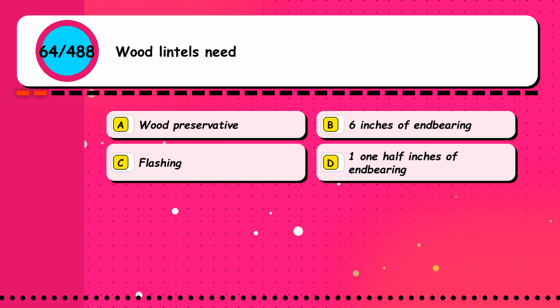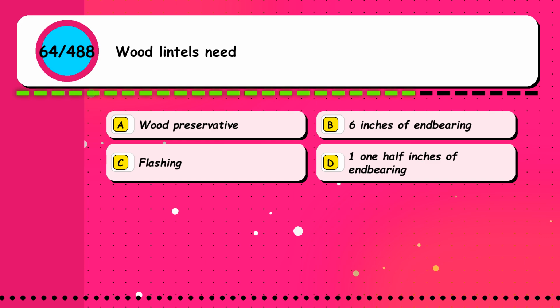Question 64. Wood lintels need: option A, wood preservative. Option B, 6 inches of end bearing. Option C, flashing. Option D, 1/2 inches of end bearing.